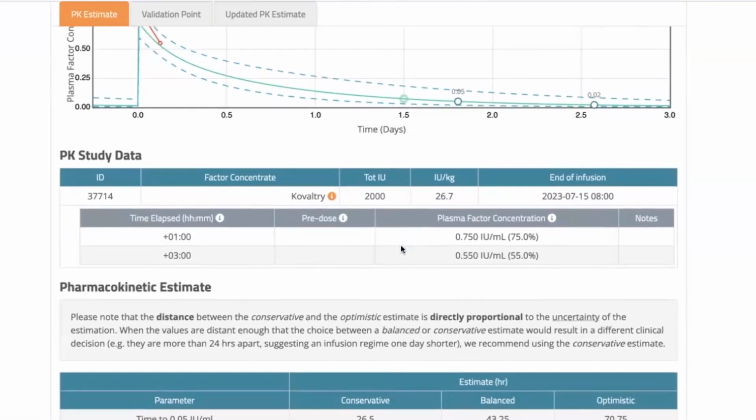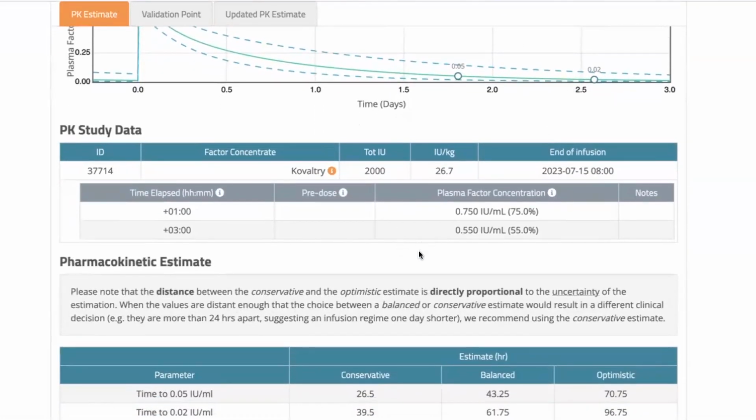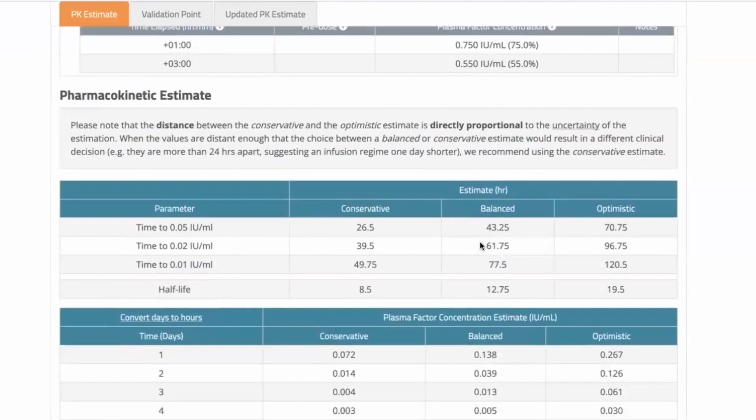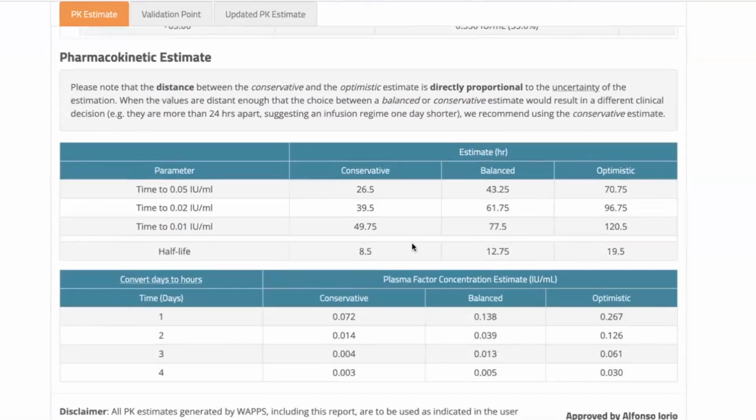Okay, then you have 2 tables. The first table just tells you back the data you have given. At 1 hour, this patient had 0.75. At 3 hours, this patient had 0.55, this is 55%. These were the measures. This is the PK estimate. The half-life, the last line of this table, is estimated at 12.75 hours. That's the balance. That's the best guess.